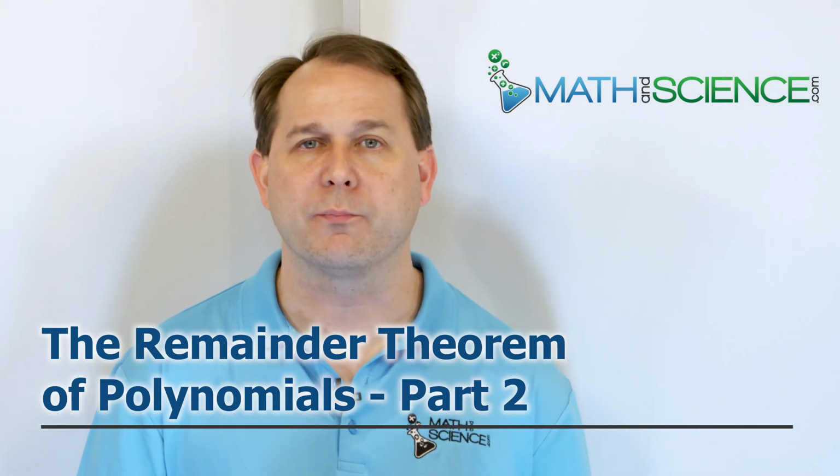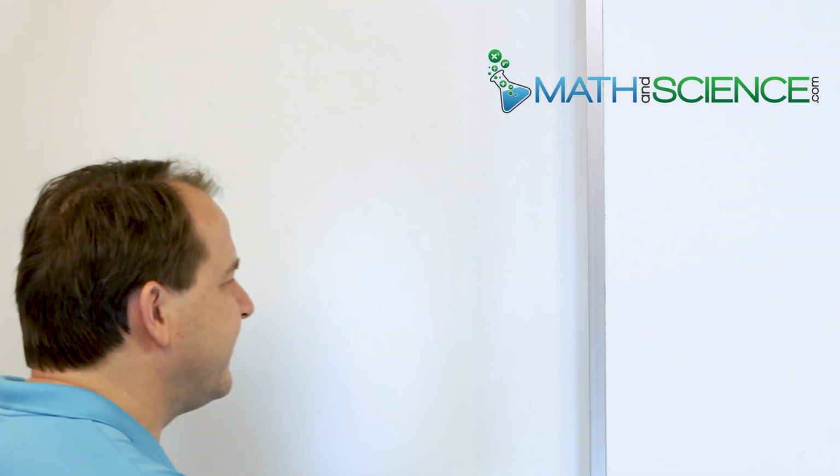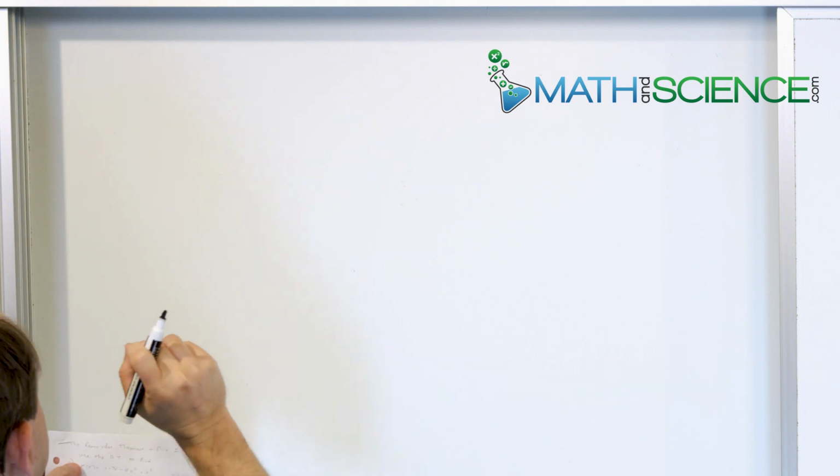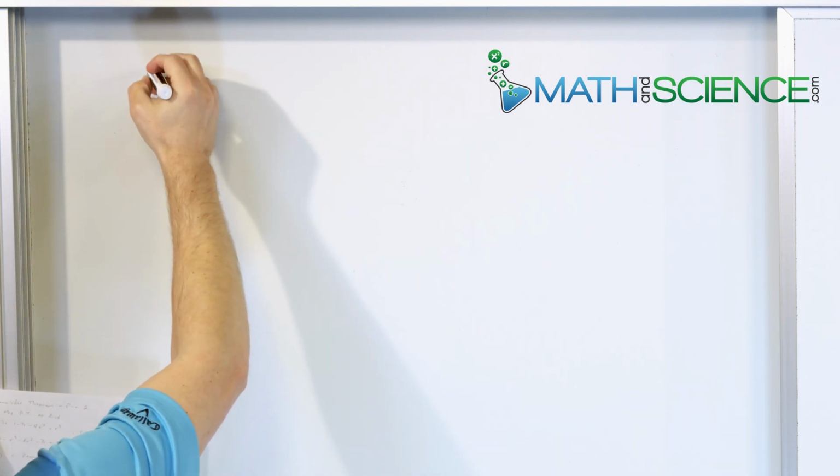Now we're going to work some more problems, a little more complexity, but really the process is the same. So once you understand the general concept, all of these problems become the same thing. So what we want to do is use this remainder theorem to find the following.